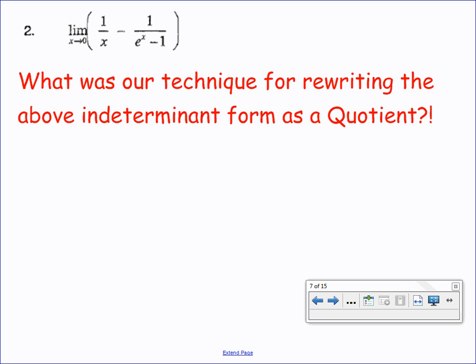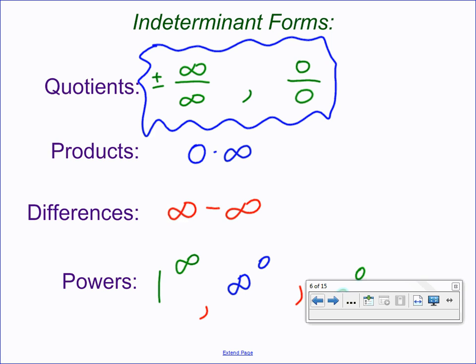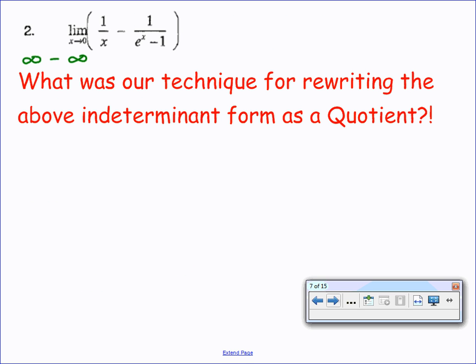Initial substitution results in 1 over 0, which is infinite. Minus 1 over e to the 0 is 1, minus 1 is 0. Minus 1 over 0 is infinite as well. So notice how we have an indeterminate form. There's our indeterminate difference. However, only our indeterminate form quotients authorize the use of L'Hopital's. So what technique are we going to be able to use to rewrite this into an indeterminate form that does authorize the use of L'Hopital's?